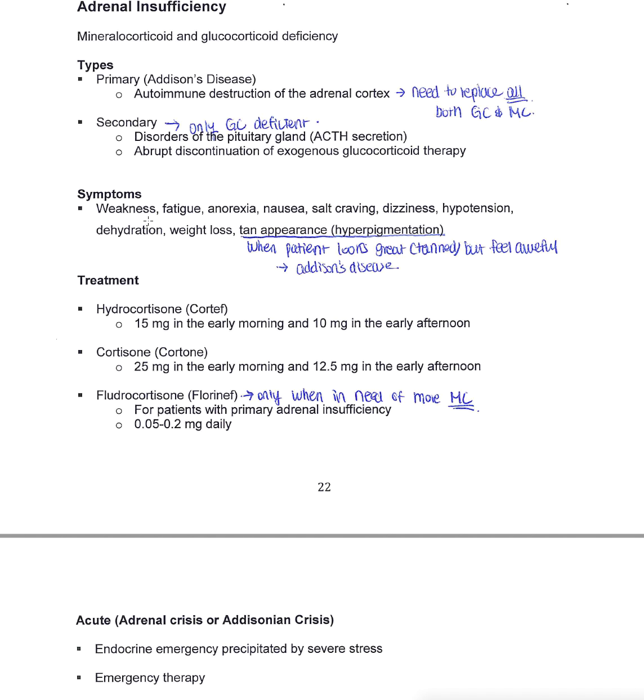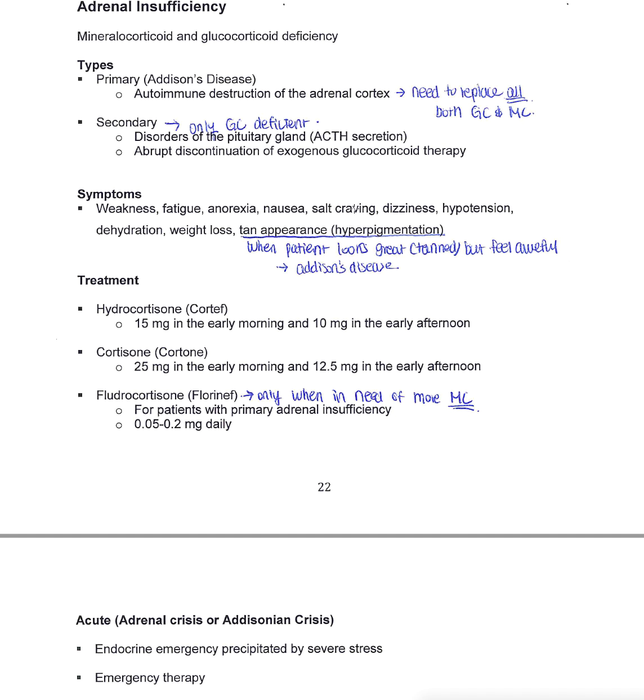So symptoms are weakness, fatigue, anorexia, nausea, salt craving. That's from mineralocorticoid deficiency. Dizziness, hypotension, again from mineralocorticoids, dehydration, weight loss, tan appearance, hyperpigmentation. This is one of the hallmark signs of Addison's disease. There's some saying that when a patient looks great, tanned, but feels awful, that is a sign of Addison's disease.